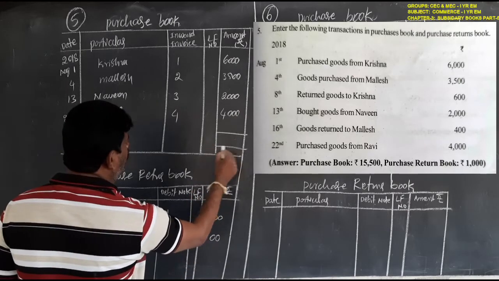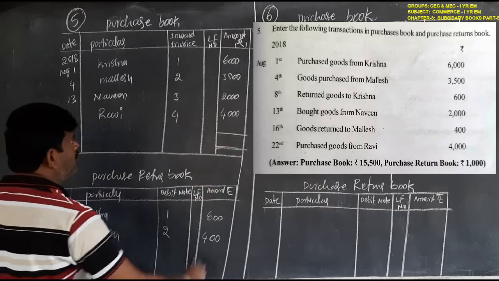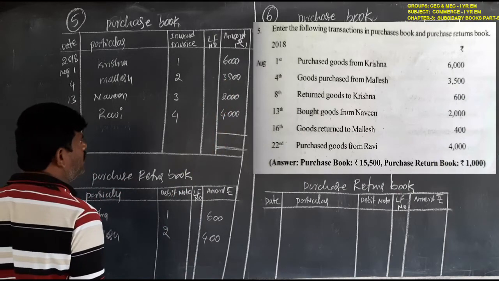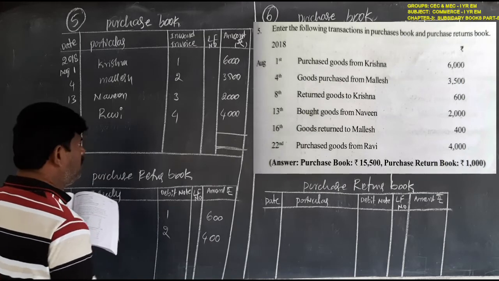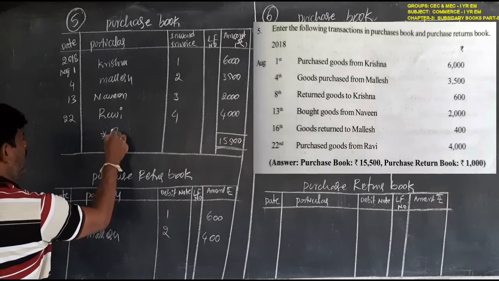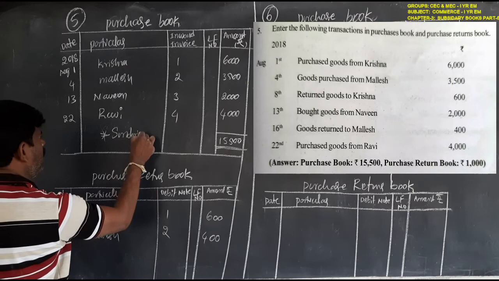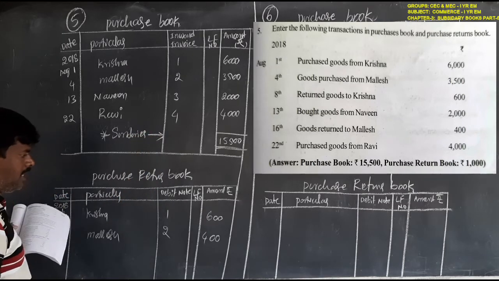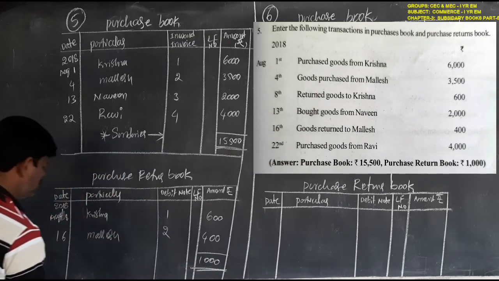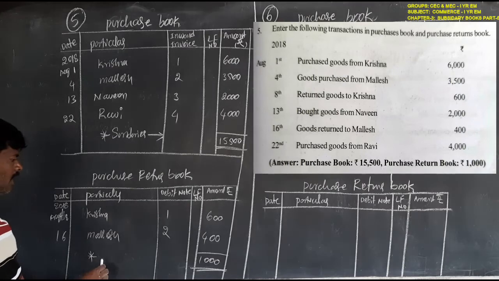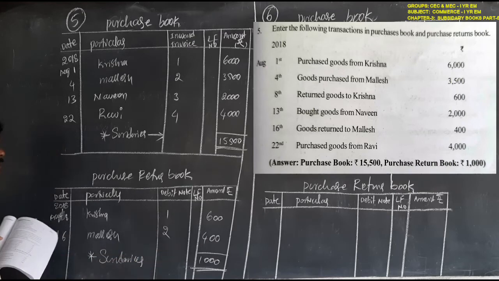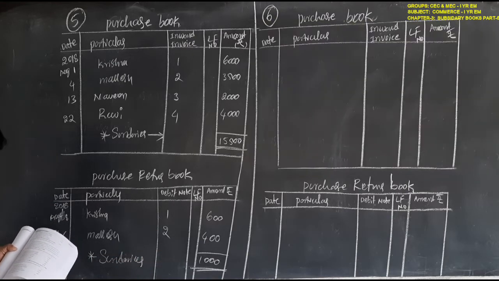Total them. 6, 3, 9, 9 plus 6, 15, 15,500 rupees. Say sundries. Sundries or total, whatever it may be, both are the same. Here also 1000 rupees to sundries. This is the purchase book and purchase returns book, fifth problem.